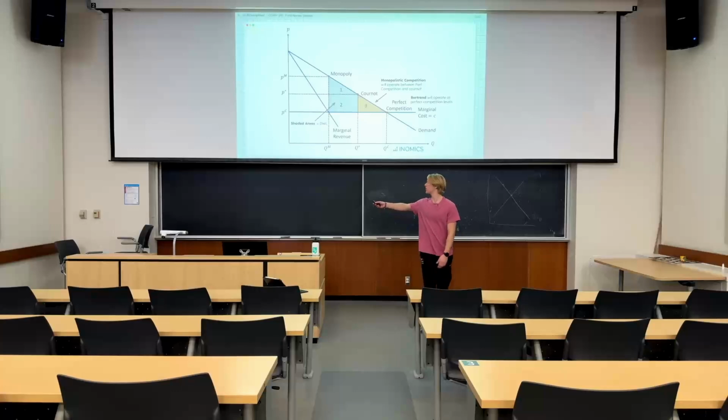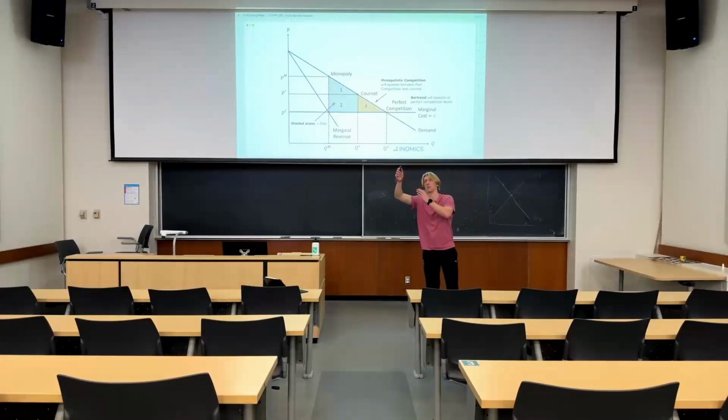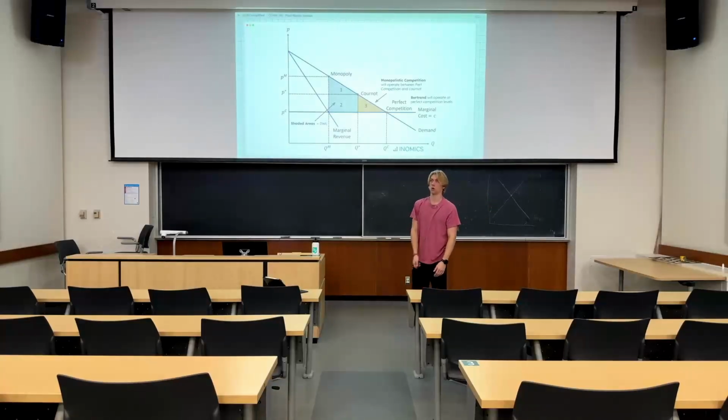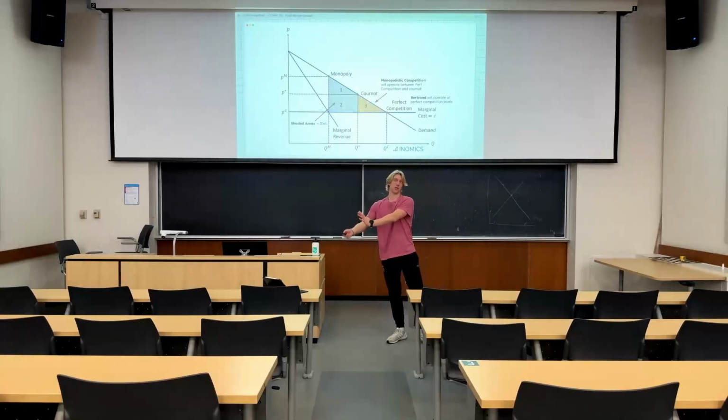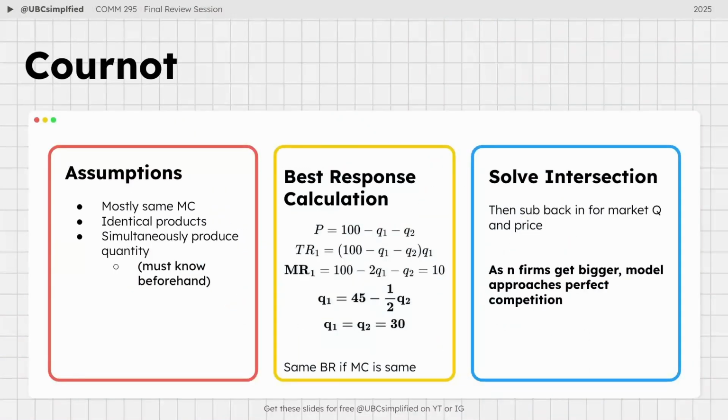And just looking here on the graph, we see the difference between monopoly, that's up there with a lower quantity, and then as we go down between the models, we get more and more quantity until the perfect competition quantity, which is all the way on the other side. Okay, so that's cartels. Now we go to Cournot.